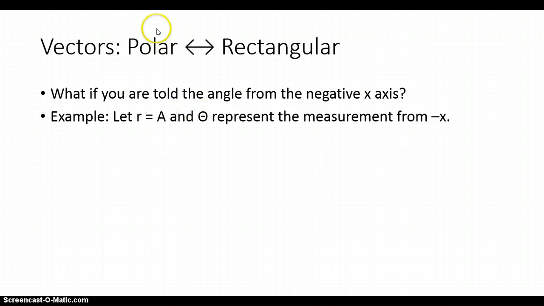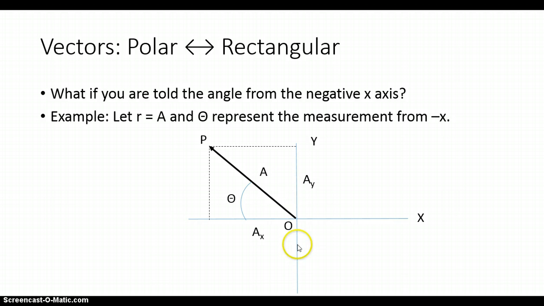Okay, remember in that previous example, the angle was being measured from the positive x-axis. What if, for instance, we are told that the angle is being measured from the negative x-axis instead? For example, we have r being some vector A, and we have theta. In other words, we have that vector A there, and theta represents the measurement from the negative x-axis. So this is what we're talking about here.